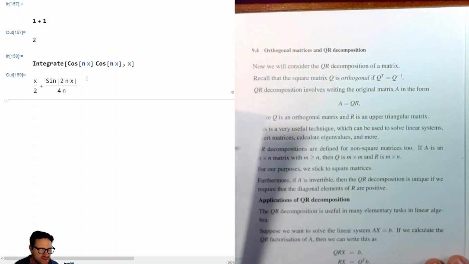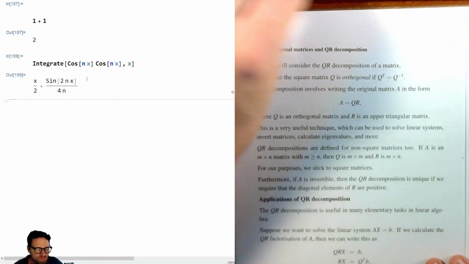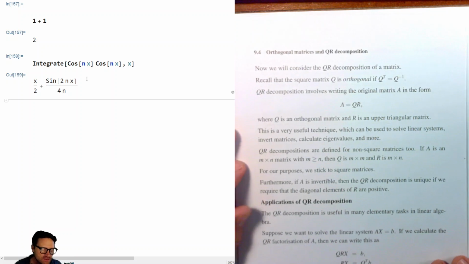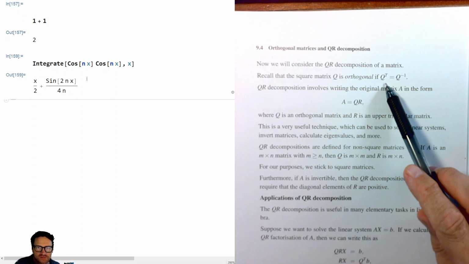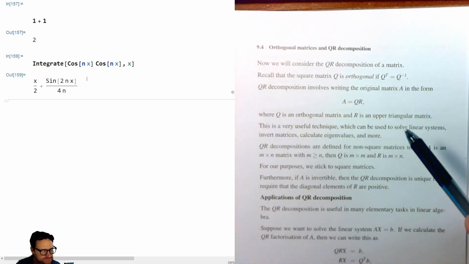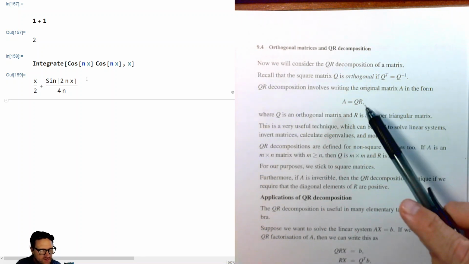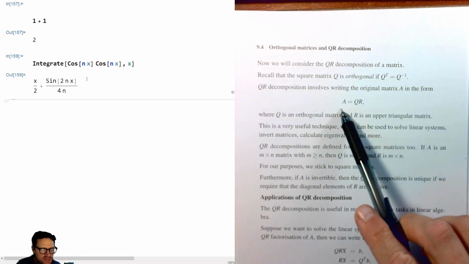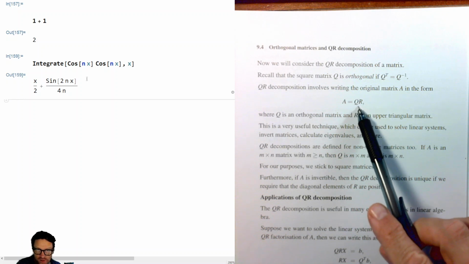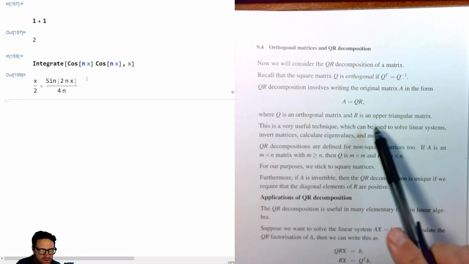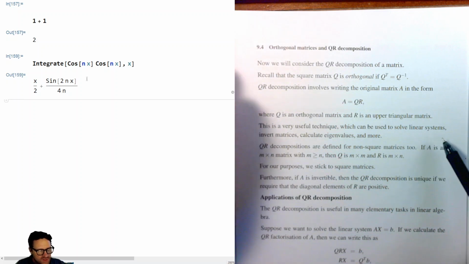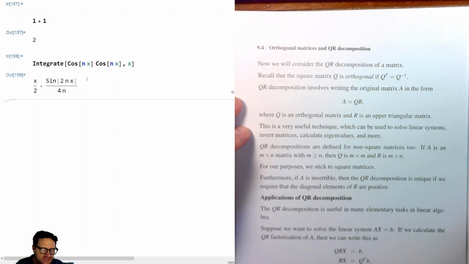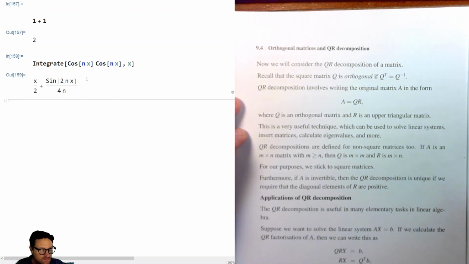Orthogonal matrices and QR decomposition. So now we'll consider QR decomposition of a matrix. Recall that the square matrix Q is orthogonal if Q transpose is Q inverse. QR decomposition involves writing the original matrix A in the form A equals an orthogonal matrix Q times R, where R is an upper triangular matrix. This is a useful technique which can be used to solve linear systems, invert matrices, calculate eigenvalues, and more.